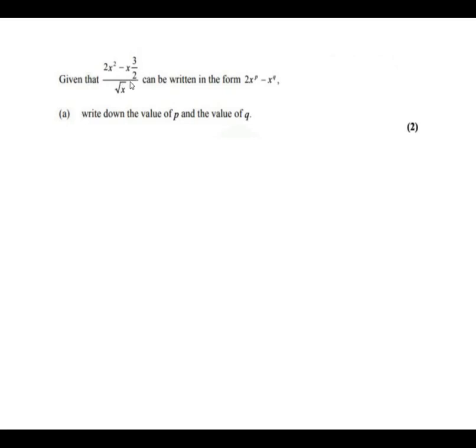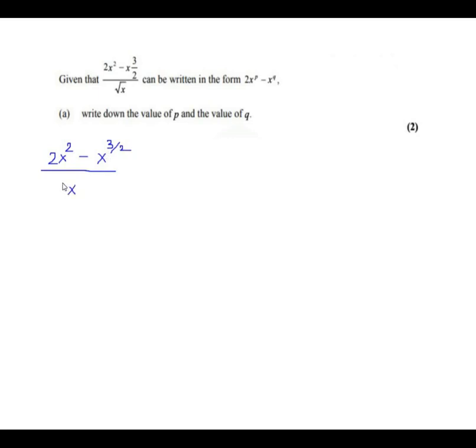These are another set of questions over here. So another kind or another type of example from indices topic. Given that 2x squared minus x to the power of 3 over 2 over square root of x can be written in the form 2x to the power of p minus x to the power of q. Write down the value of p and value of q. Now to solve this, what we can do is, we can write the numerator 3 over 2 over a square root of x.